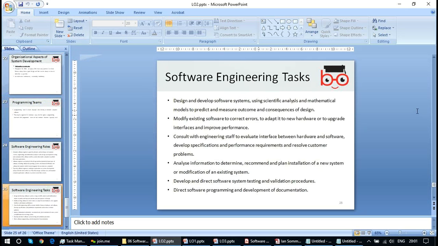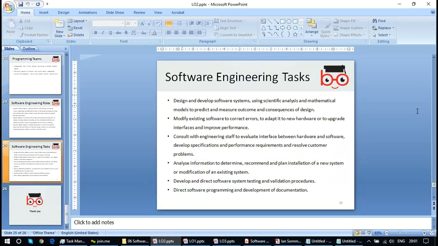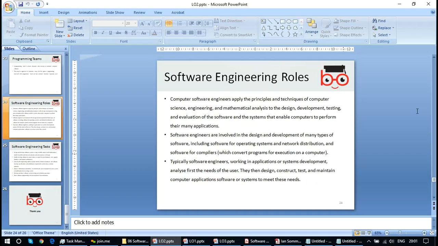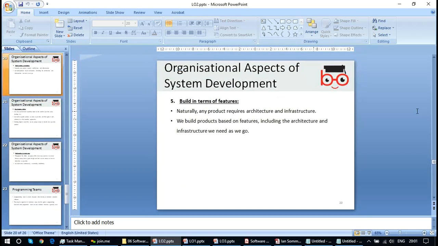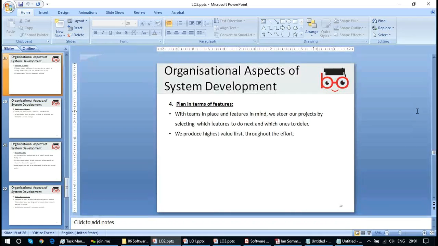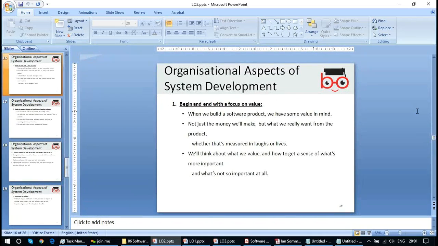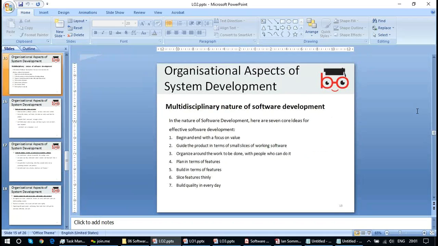So the tasks of the software engineers would be designing, developing, modifying, testing, communicating, and documenting, in simple words. I have just read the first word of each slide: directing software programming, developing, analyzing, consulting with the team and staff, modifying, designing. So software engineering tasks, their roles. And only one topic is left, which is the organizational aspects, that we will discuss in detail, and you are most welcome to read in advance.